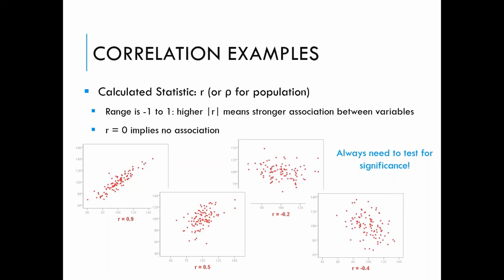With that said, we always do need to test for significance with these values. So you can calculate these statistics, but it may not be significant. So we do need to use the p-value to test if this is a significant correlation or not.